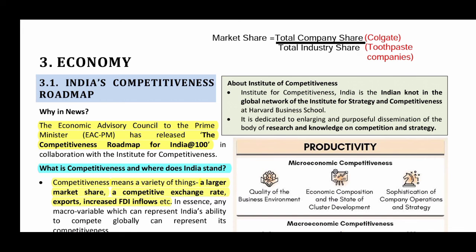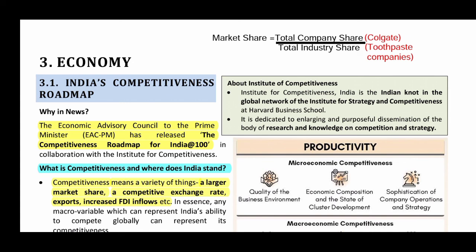So firstly, what is market share? Market share is the percentage of total sales in an industry generated by a particular company. If you can see at the top, the market share formula is given. Market share is equal to total company share upon total industry share.